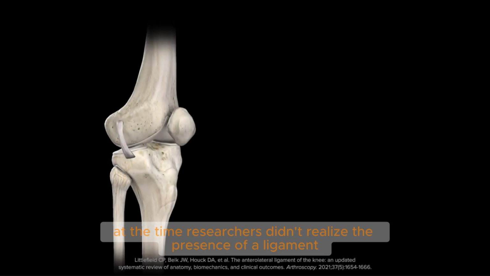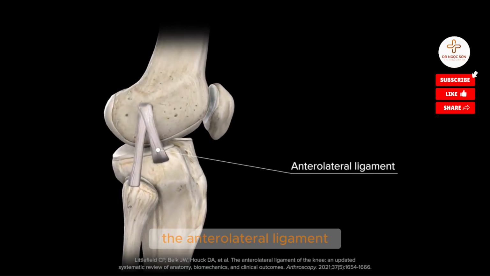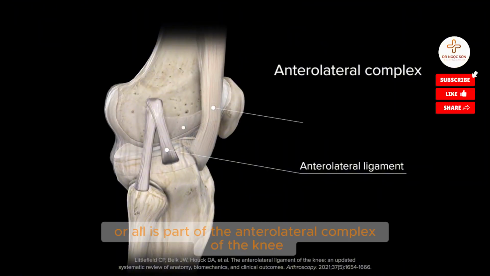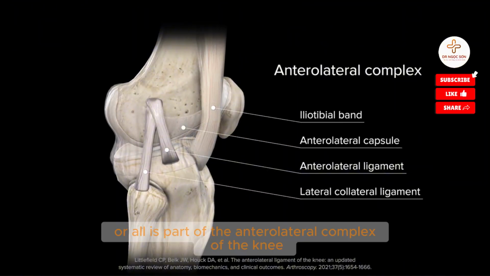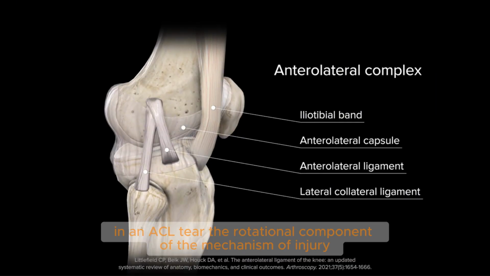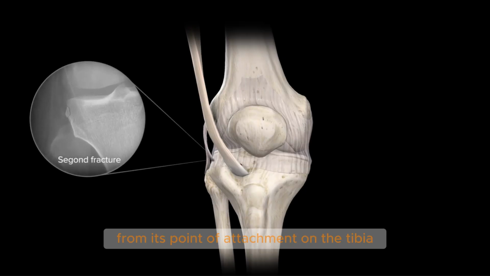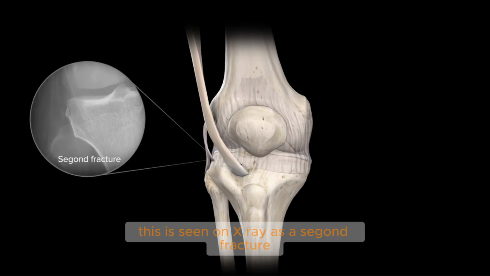At the time, researchers didn't realize the presence of a ligament on the lateral side of the knee, which has since been identified as the anterolateral ligament. The anterolateral ligament, or ALL, is part of the anterolateral complex of the knee, which provides additional rotational stability. In an ACL tear, the rotational component of the mechanism of injury is thought to result in an avulsion of the anterolateral ligament from its point of attachment on the tibia. This is seen on X-ray as a Segond fracture.